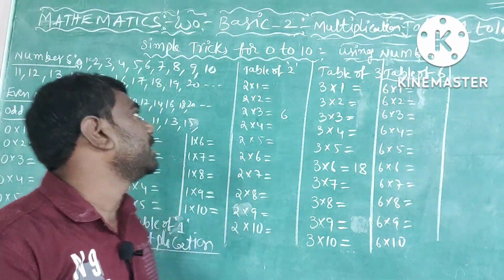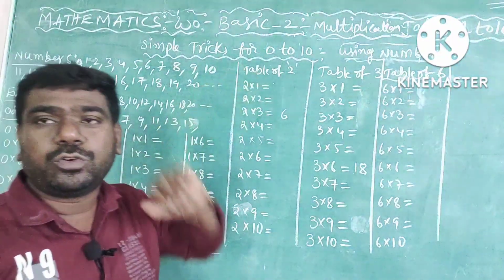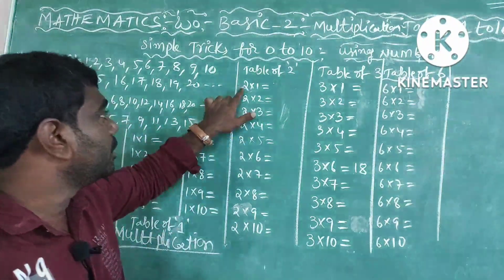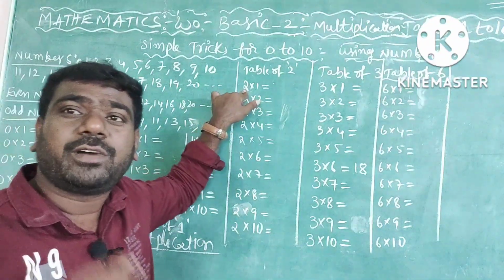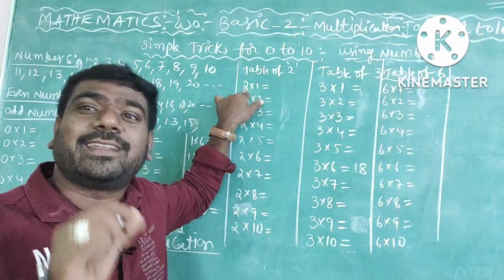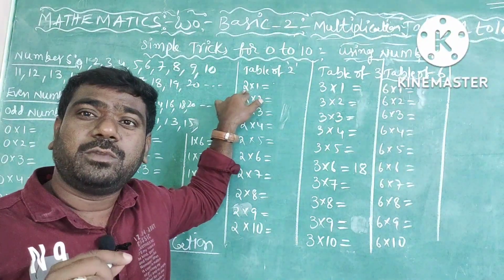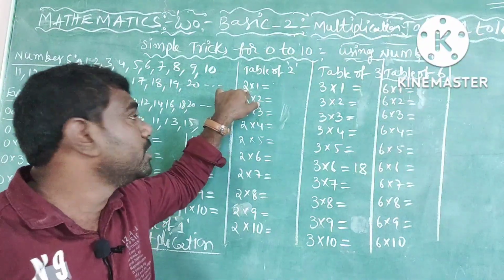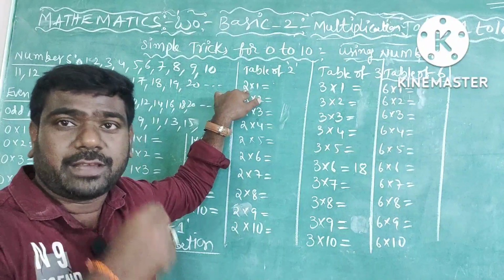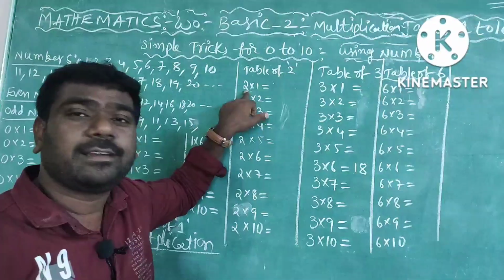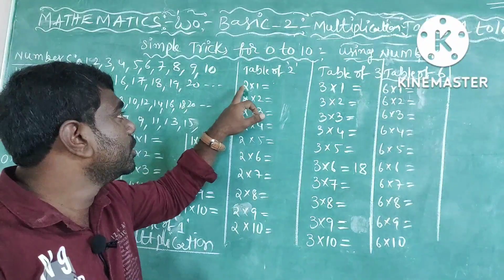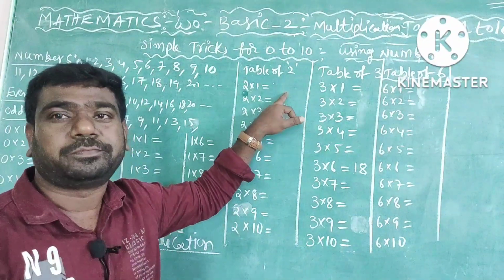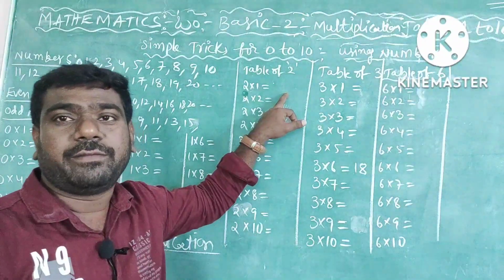How can we write? See here. Suppose I take the two table. Before that, first, how to read the table. There are so many ways to read a table, not just a single way. So first I will explain how to read. See here, I can read the table as 2 times 1 is 2. This is one way.